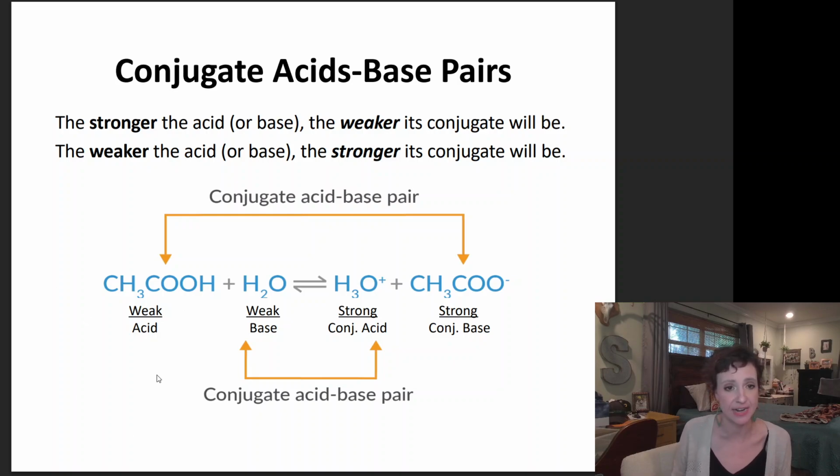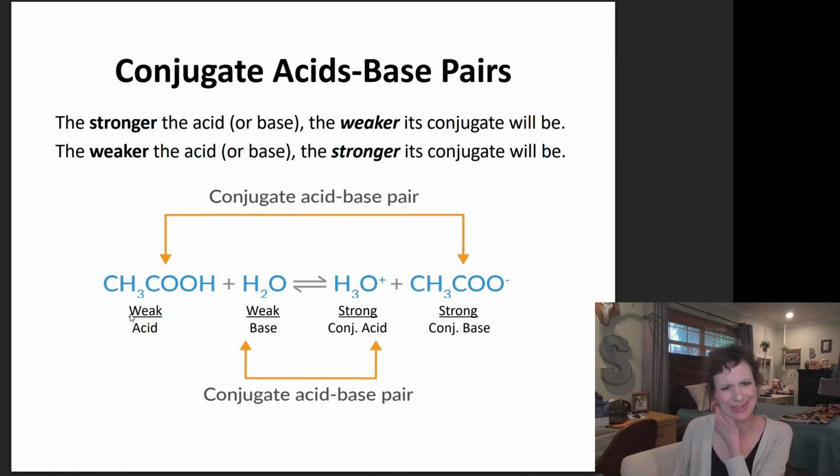Well, let's pretend here. This is a weak acid, and let's pretend over here this is a weak base. So on my reactant side, I have two guys that are weak, okay? This means that my weak acid will turn into a strong conjugate base. This means my weak base will turn into a strong conjugate acid. If either one of these were strong, its conjugate would be weak. So the strength of the conjugate will always be the opposite of whatever the strength is of the original guy.